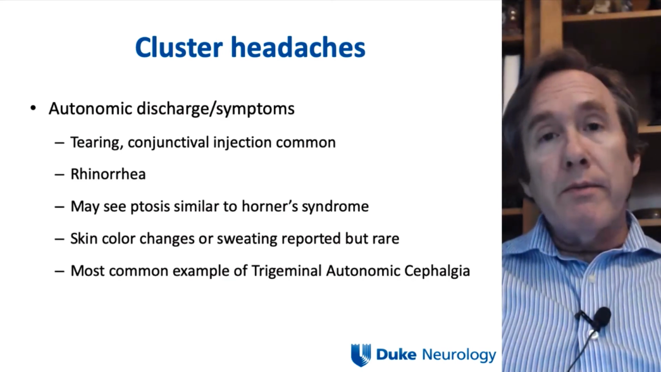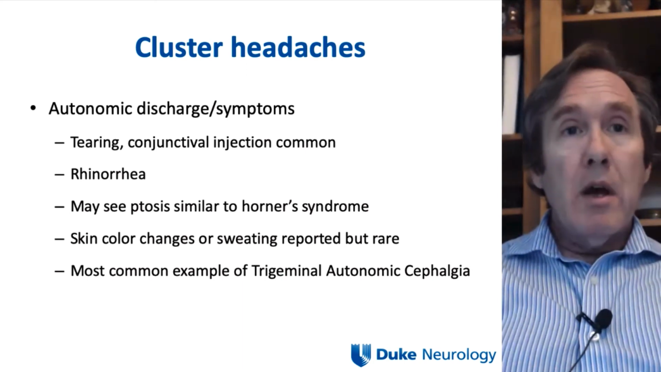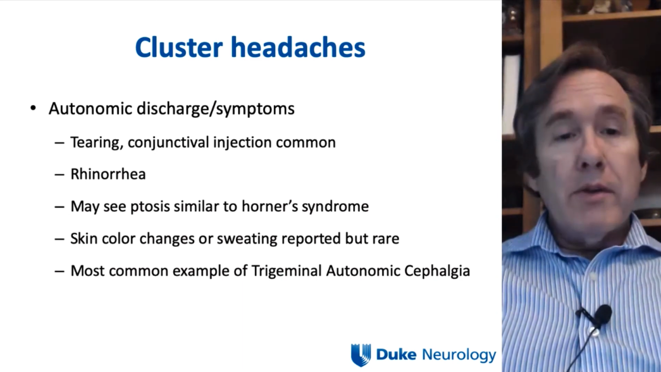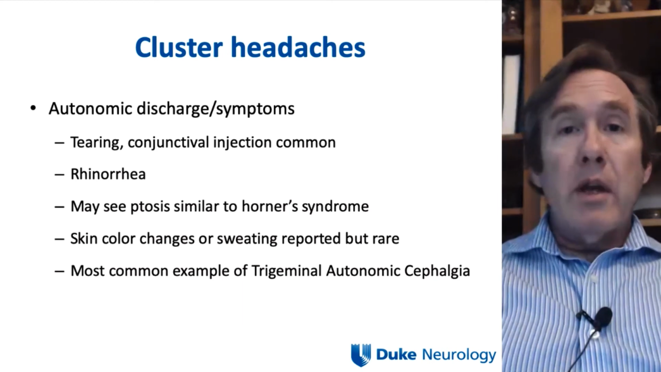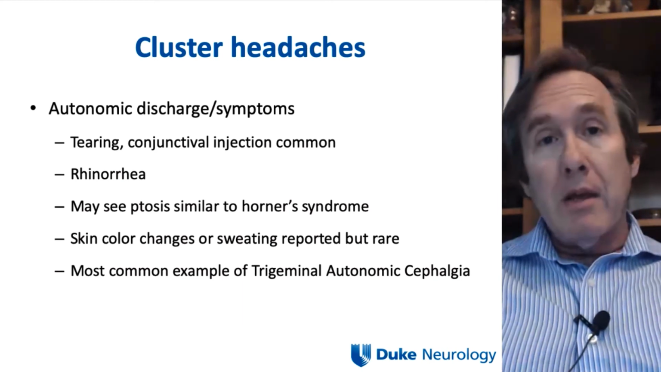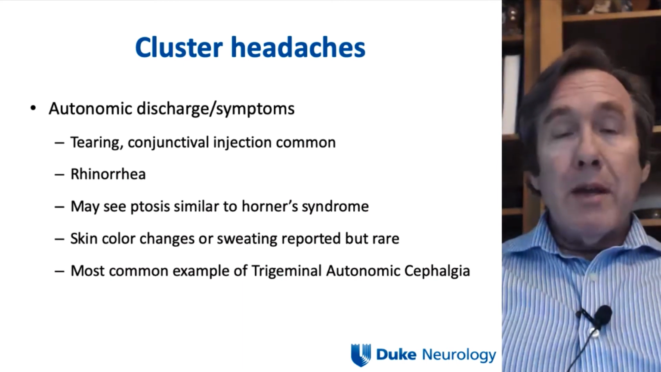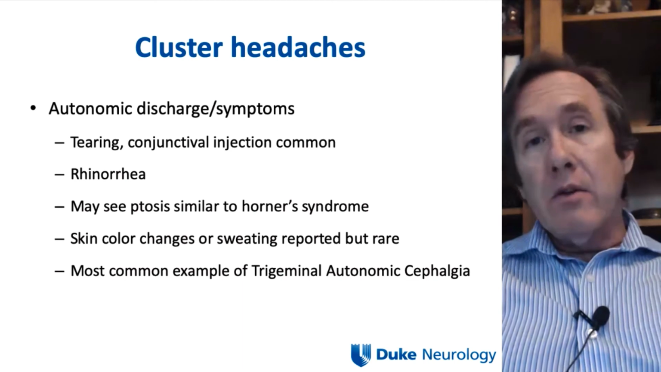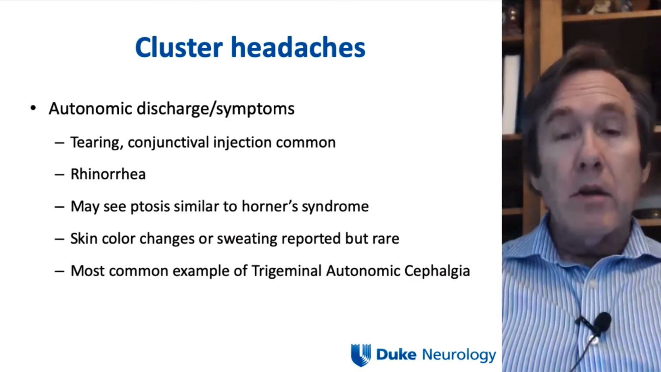Cluster headache is one of the trigeminal autonomic cephalgias and has very prominent symptoms of abnormal autonomic discharge connected with the headaches. Patients typically have tearing or conjunctival injection around the eye that is affected with the pain. They often have rhinorrhea with a clear discharge, and you may even see ptosis similar to what you might encounter with a Horner syndrome. Skin color changes and sweating are reported as well with cluster headaches, but these are relatively uncommon.